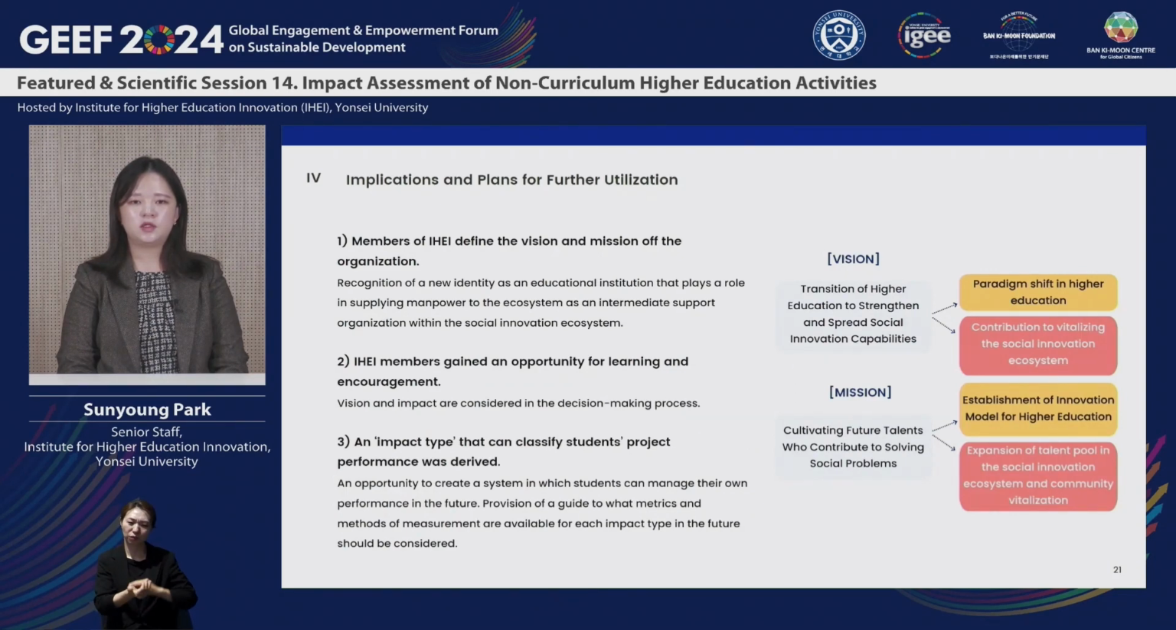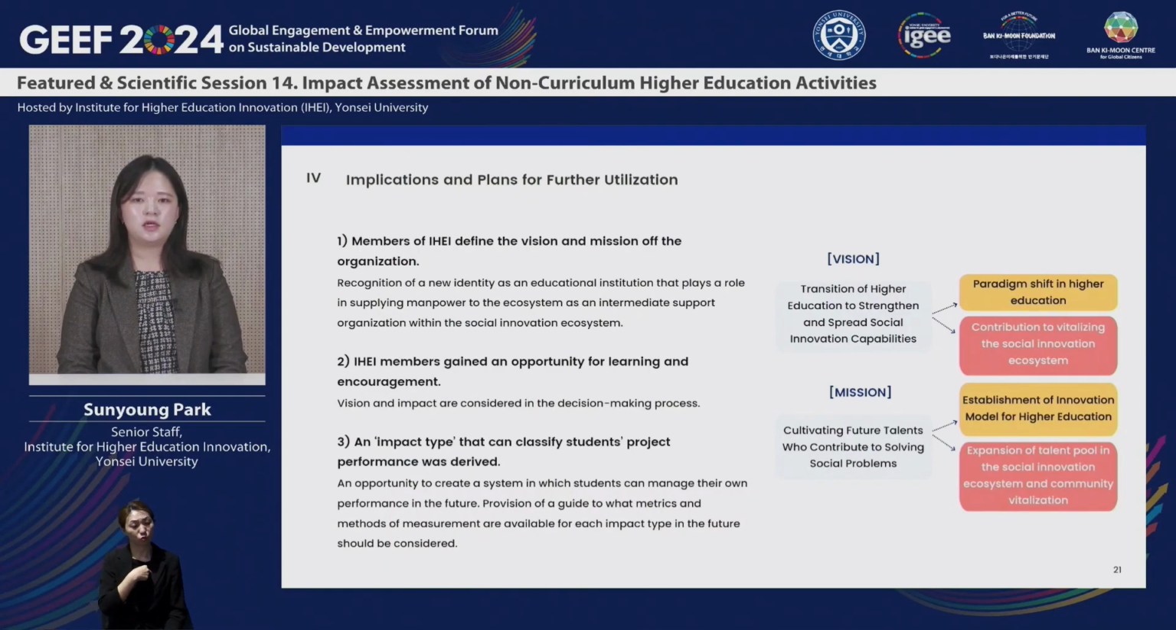However, I believe a point of even greater significance than the impact measurement results shown earlier is the fact that our institute's members have had several discussions to reassess our vision and mission, especially considering the perspective of working-level practitioners. Through such discussions, we have come to realize that IHEI is not just a higher education institution, but also an intermediary organization for the social innovation ecosystem. We can now consider incorporating this awareness into our future institutional operations.